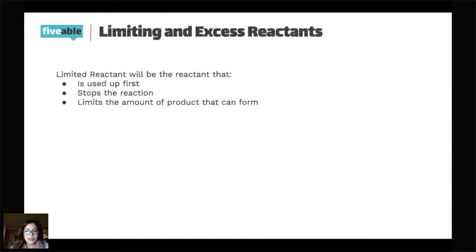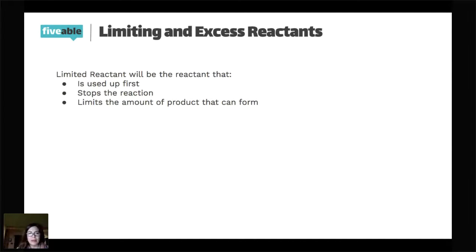Okay, so now let's go to the concept of limiting and excess reactants. The limiting reactant will be the reactant that is used up first, and it will stop the reaction. And it will limit the amount of product that can form. So the product depends on the limiting reactant.